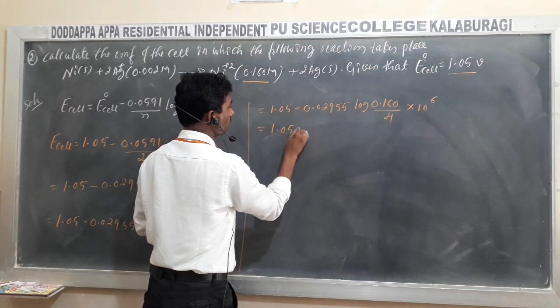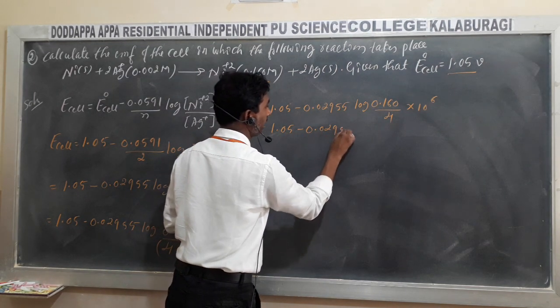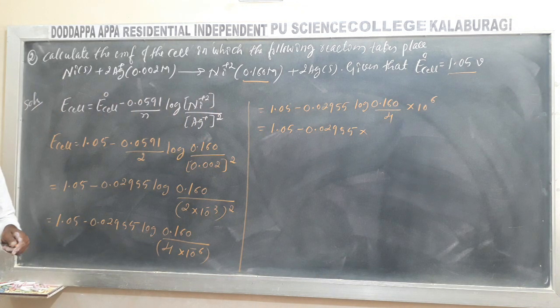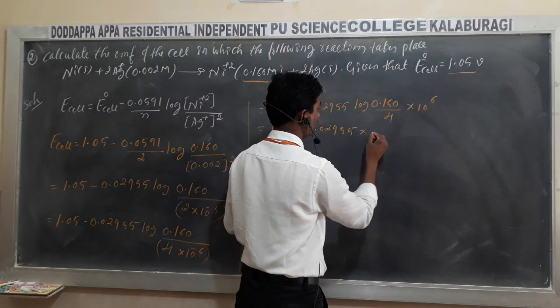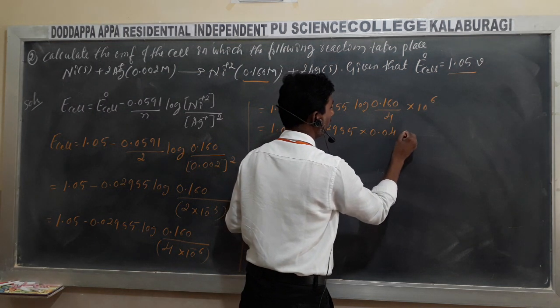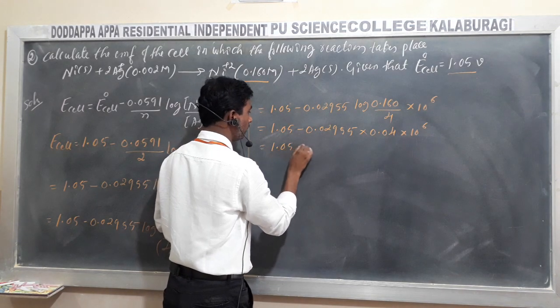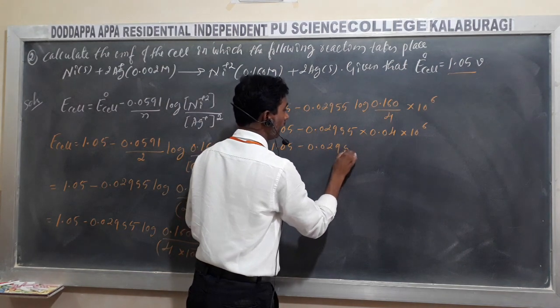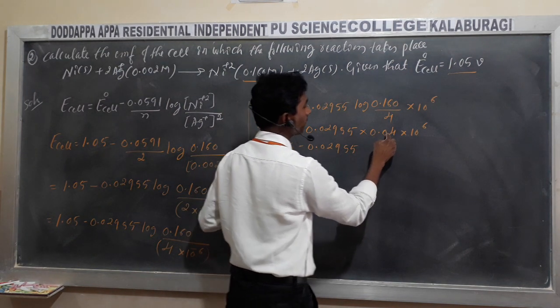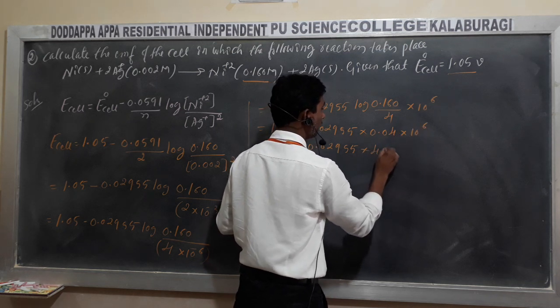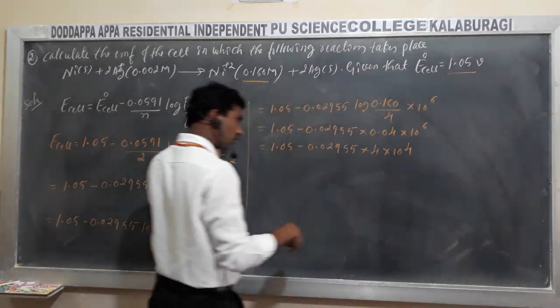Now 1.05 minus 0.02955, log of 0.160 divided by 4. So we can get 0.04 into 10 to the power of 6. Then 1.05 minus 0.02955, and the decimal point moves: minus 1, minus 2, plus 6. It is 4 into 10 to the power of 4.